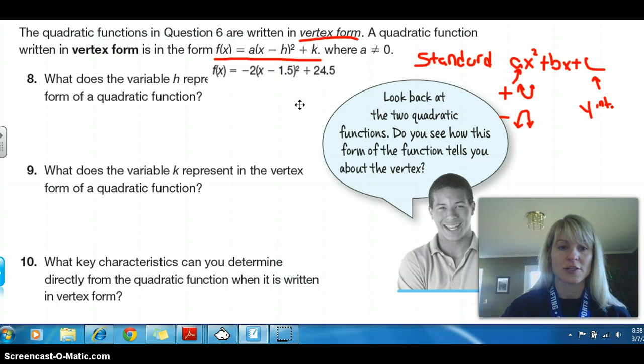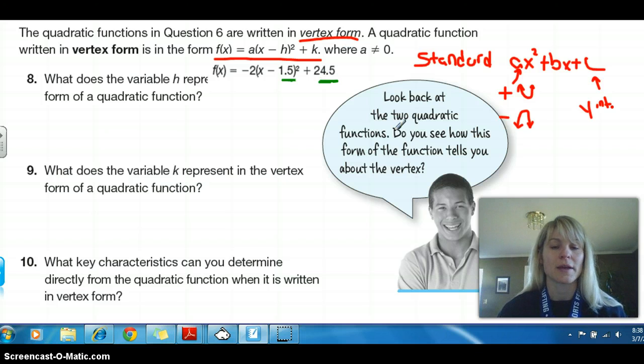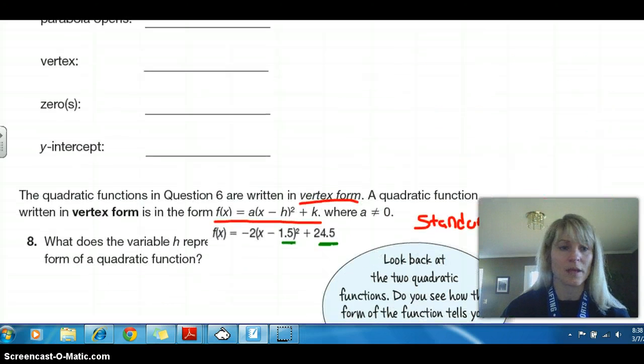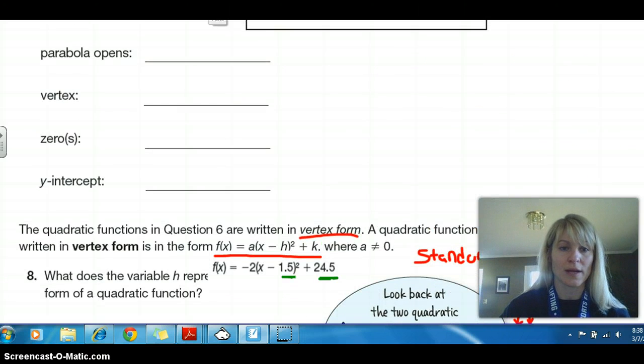Okay, so I want you to go back up to the top of the page and see if you can find the connection here. What does this number and this number, where can you find those in the problem above? This is your h and this is your k. So go back up. Where do h and k fall in the problem that you did above up here? Well, you should have found already that the vertex was 1.5, rounded to 1.5, and 24.5.